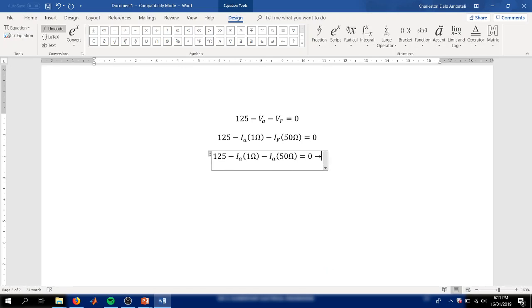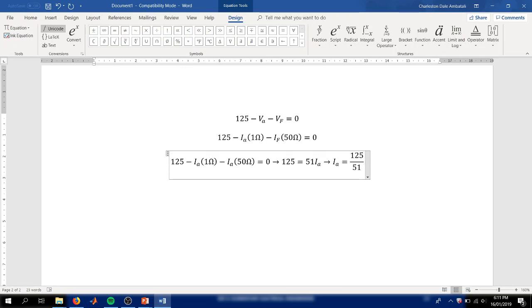And this equation will now transform if we transpose these two terms right here on the other side and add them, since they both have IA as a variable. We get 125 equals 51 IA. I can now solve for IA, and IA is some value, 125 over 51. So I won't simplify that anymore.